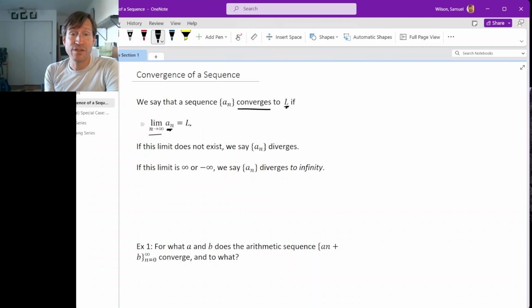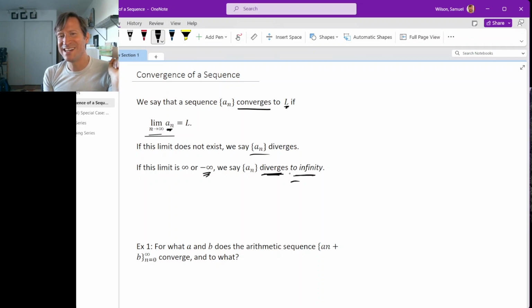If this limit does not exist, then we say that the sequence diverges. And if the limit is plus or minus infinity, we still say it diverges, but to be more specific, we say that it diverges to infinity, or to minus infinity, if it's going to minus infinity.